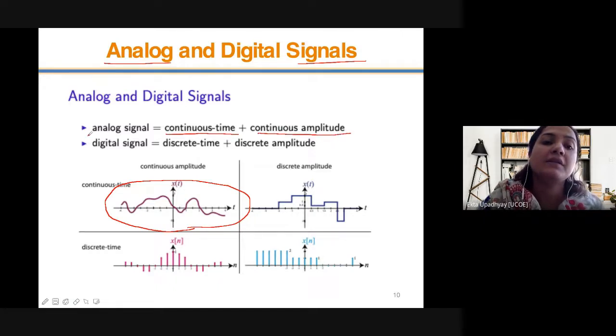Got it? An analog signal is continuous in time. I take it for every millisecond, and whatever time frame I am given, for every value of the independent variable I need the value of the signal. So that is continuous time and continuous amplitude. But what happens to a digital signal, students? It is discrete in time. We take it at a specific interval, right? And its output is also a discrete amplitude.